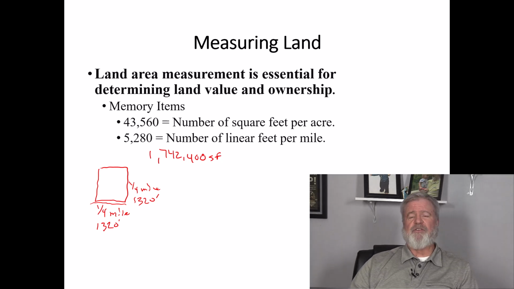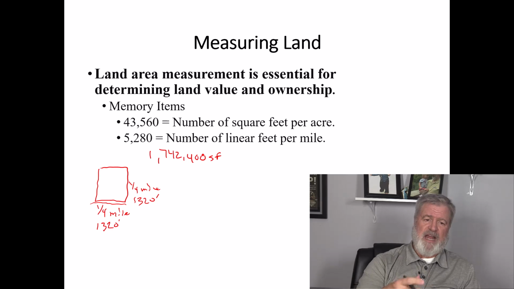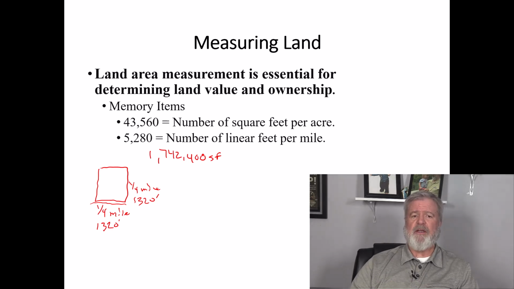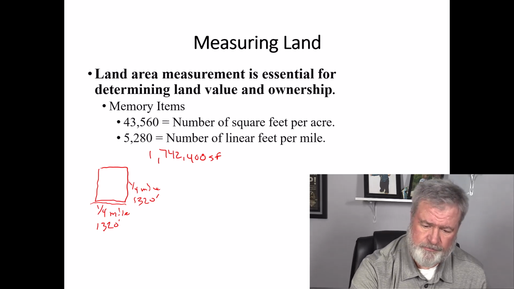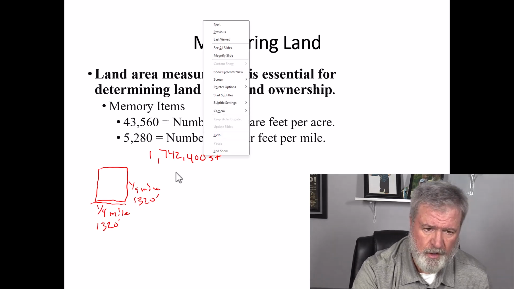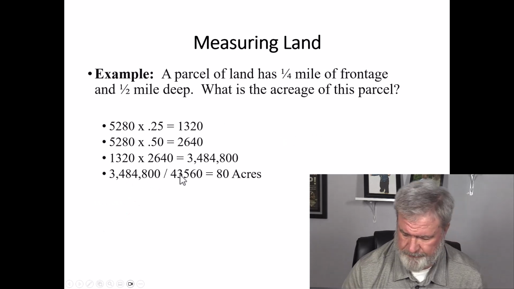But they might not ask you for the square feet. They might give you that information and say, how many acres is that? Well, then you take that 1,700,000 divided by how many feet per acre? 43,560 would be 40 acres. Oops. So y'all, well, let me back up.